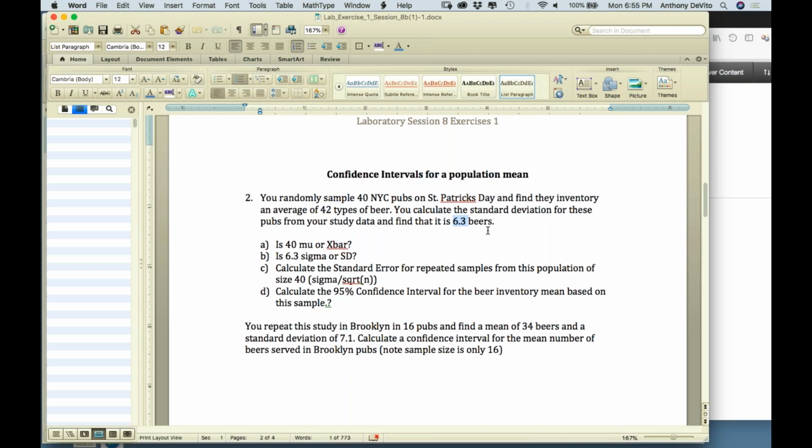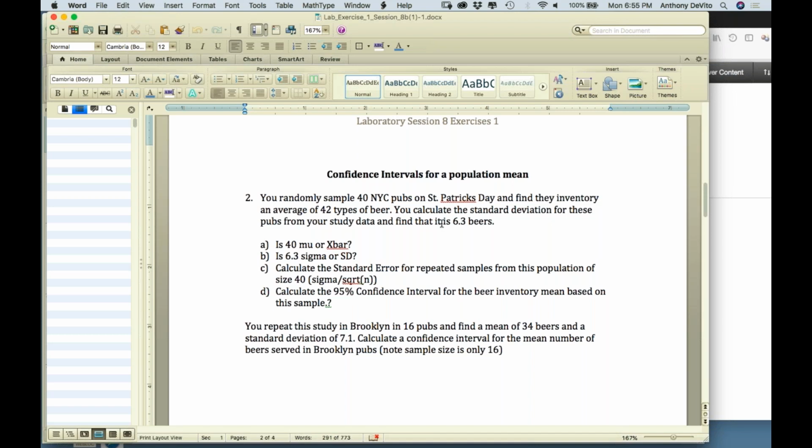Our mean for the sample is 42, right? And we don't know what mu is, and we don't know what sigma is. Well, we're going to use 42 to estimate our mean, and 6.3 to estimate our population standard deviation.